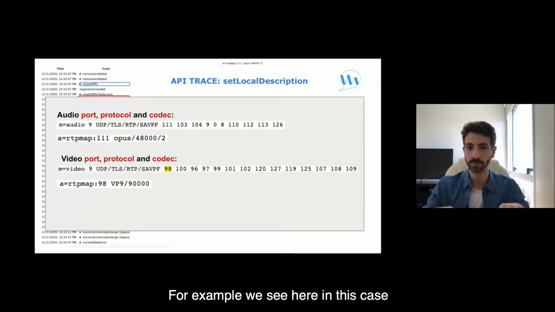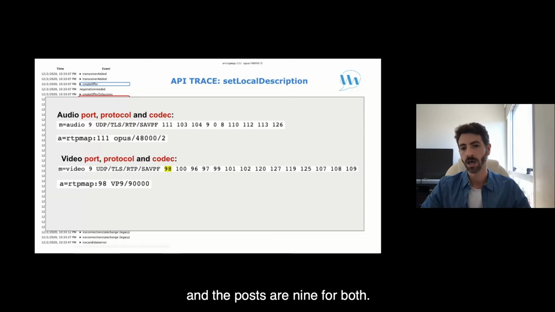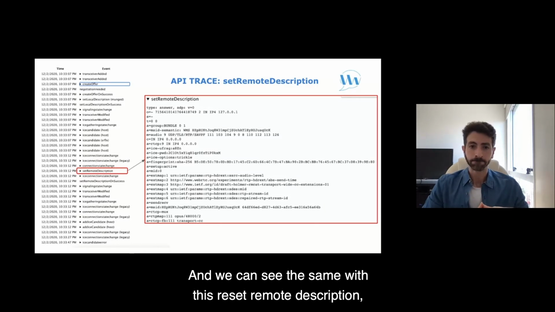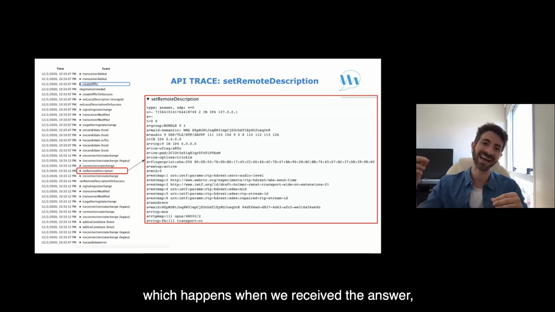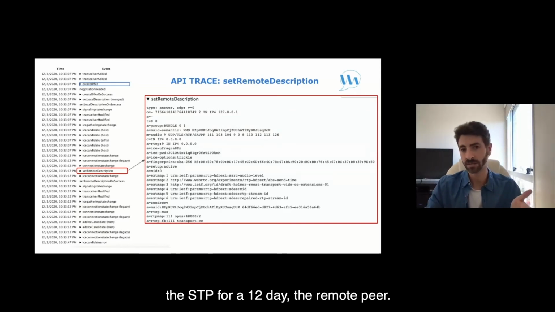For example, we see here in this case that I'm using port 9 for audio, port 9 for video, and the ports are 9 for both, and we use UDP. And we can see the same with this reset remote description, which happens when we receive the answer from the other peer. And we can see, for example, in this case, the SDP of the remote peer.